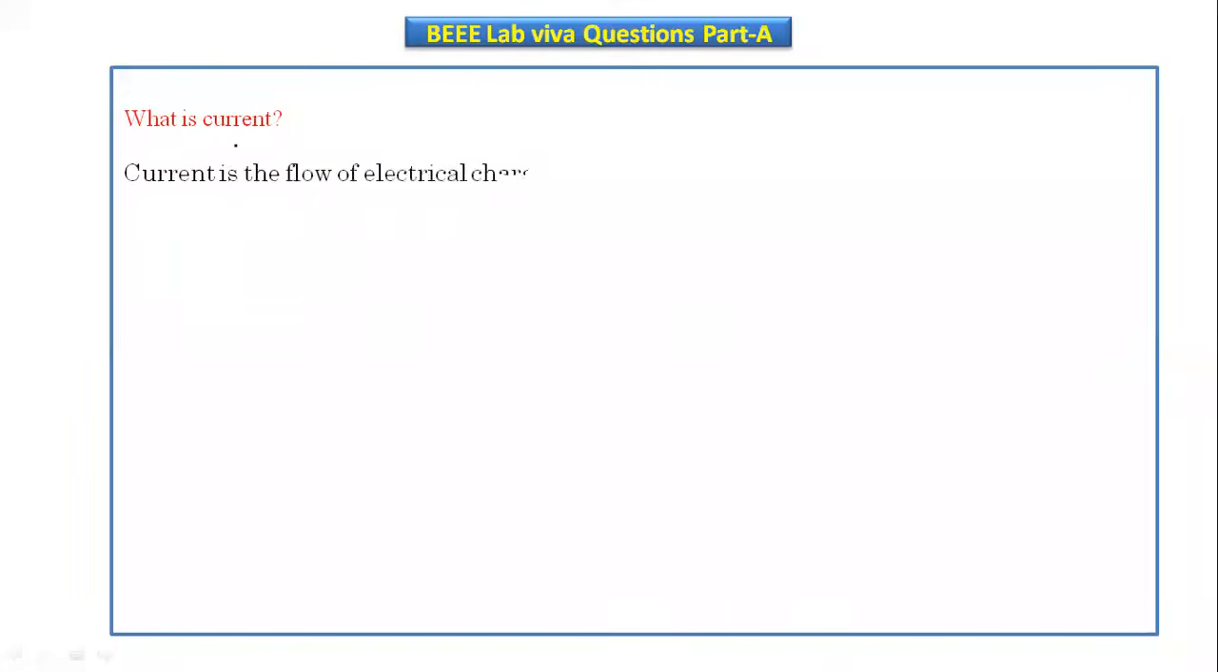Next, what is current? Current is a flow of electrical charge carriers like electrons. The unit of current is ampere, simply A. The flow of electrons is called a current. The unit of current is amperes. The current is denoted by small i or capital I.